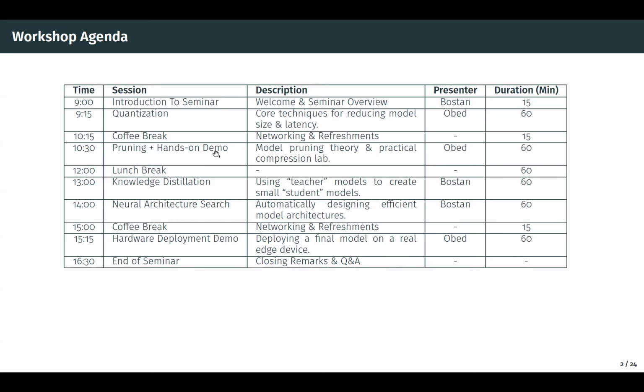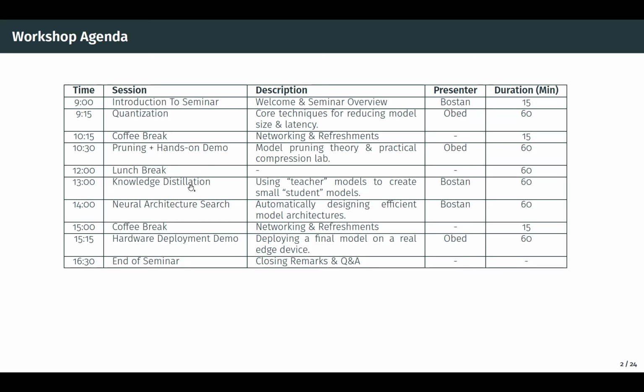Some hands-on demo related to pruning as well as quantization, and also study about model pruning. That would go for 1 hour or 1.5 hours. Then we will have a nice break.